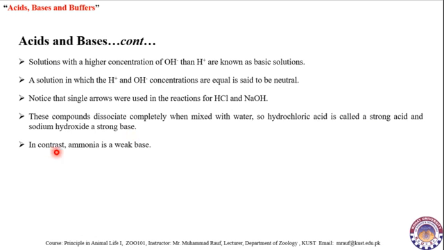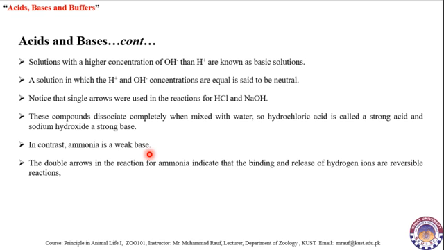In contrast, ammonia is a weak base because ammonia is dissociated partially, and moreover there is a reaction which can move either in the forward direction to form ammonium ion or in the backward direction to form ammonia and free hydrogen ion. So the double arrow shows that this particular acid or base is weak and dissociated partially.